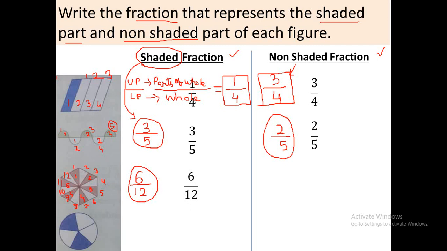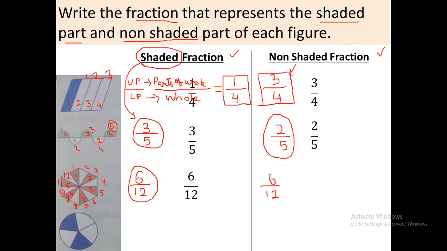Now come to the non-shaded parts. So I will write the whole. This is the separator, and the whole will be in the lower part. So I will write 12 because the figure has been divided into 12 equal parts. How many non-shaded parts are here? If out of 12 the shaded parts are 6, then the non-shaded parts are 6. 12 less 6 is 6, right? Else you can count also.